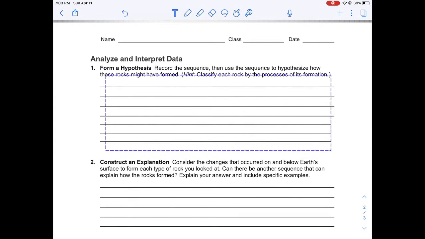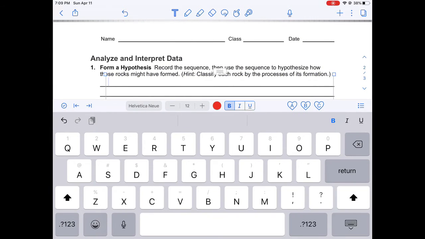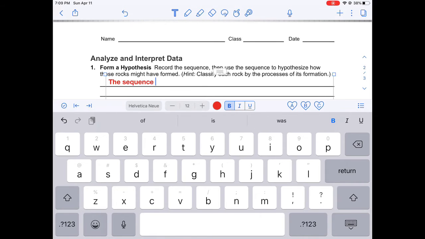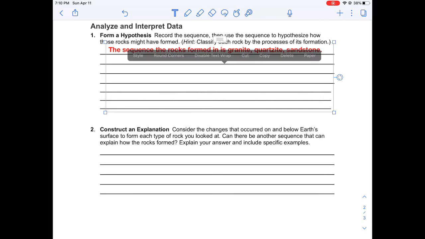So to answer this question, you would start by saying something like, the sequence the rocks formed in is, then you could just list them from beginning to end. So maybe you think granite was first, and then maybe you think it was quartzite, and then sandstone. So that's the first part of it.